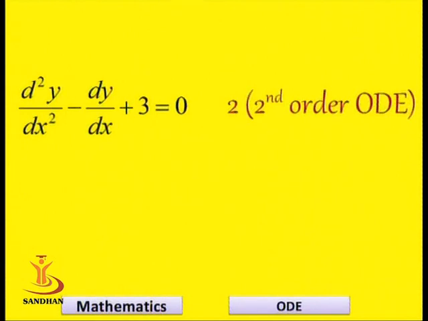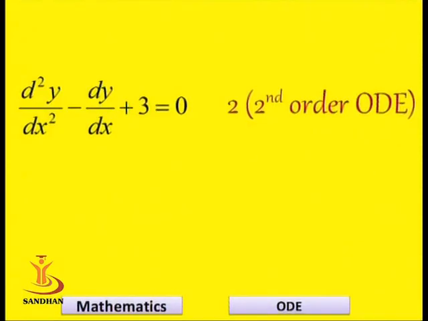Now there are two derivatives in this equation, but the order of the differential equation is the one with the highest order derivative. So when we talk about this equation, d2y/dx square is the second order derivative, and dy/dx is the first order derivative, and hence this ordinary differential equation is said to have order 2, and hence we would say it is a second order ordinary differential equation.